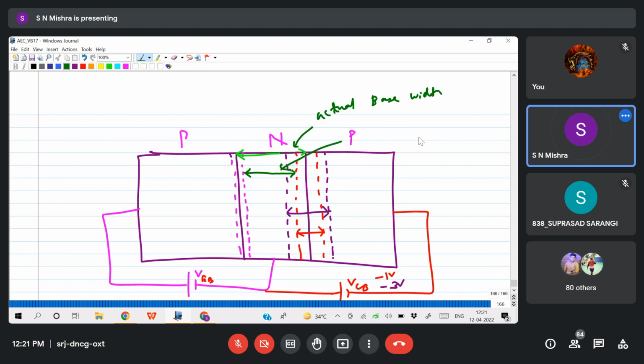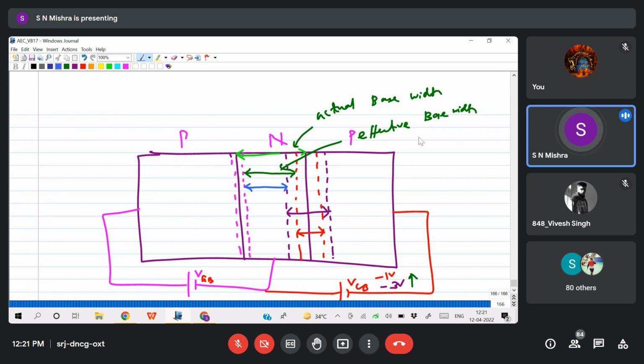and this one is called the effective base width, where I can find the carriers. Now, due to the increase in VCB, what happened to the effective base width? Earlier it was this one, now my base width is from here to here. See the green line and green arrow and the blue one. Does the effective base width increase or decrease? It decreases. The effective base width decreases.